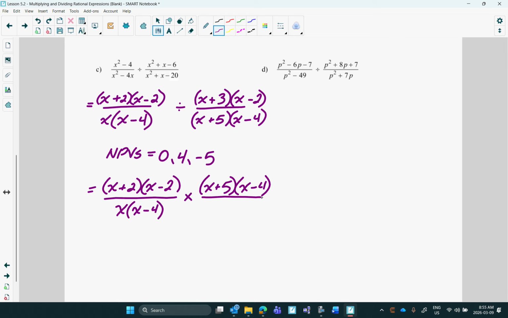notice when we flip the second fraction, we got some new factors in the denominator. You have to state the NPVs on these as well after you flip. So what can't x be? So we got to add that to the list. And 2. So remember, after you flip, factor first, state your NPVs, flip, add to your NPVs if you need to. Now go to town.